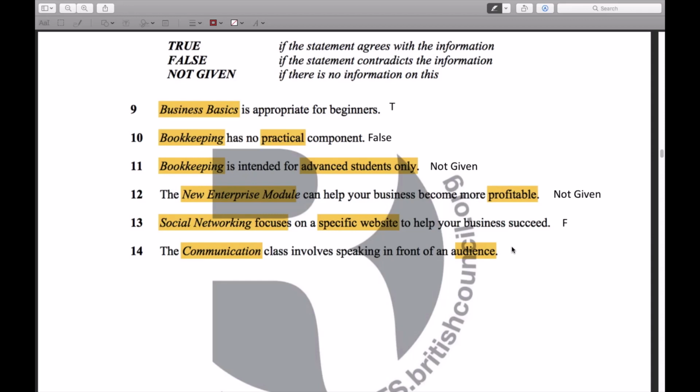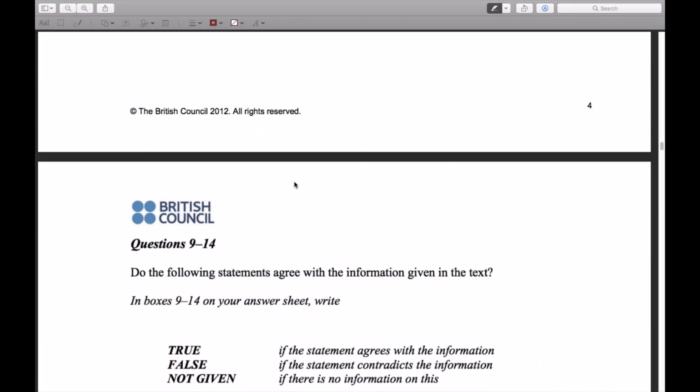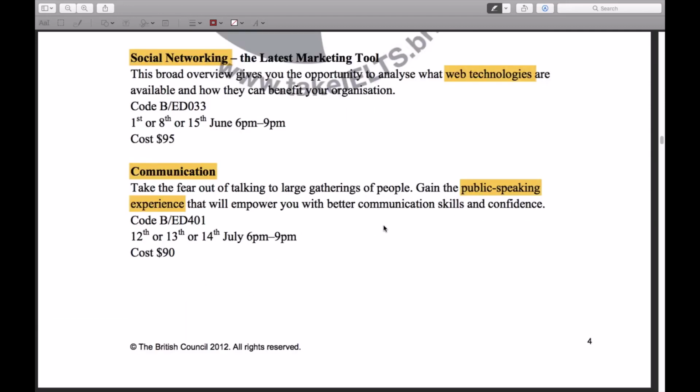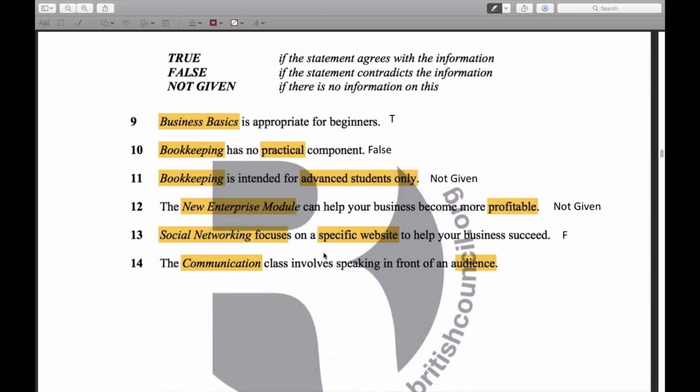Okay, so the communication class involves speaking in front of an audience. Does it talk about actual speaking in front of an audience? At first view, I don't think it mentions that. Let's see again. Take the fear out of talking to large gatherings of people. Gain the public speaking experience that will empower you with better communication skills and confidence. No, I don't think it says anything about whether it involves speaking in front of an audience or not. Does it have a practical component or not? So I'm going with not given.